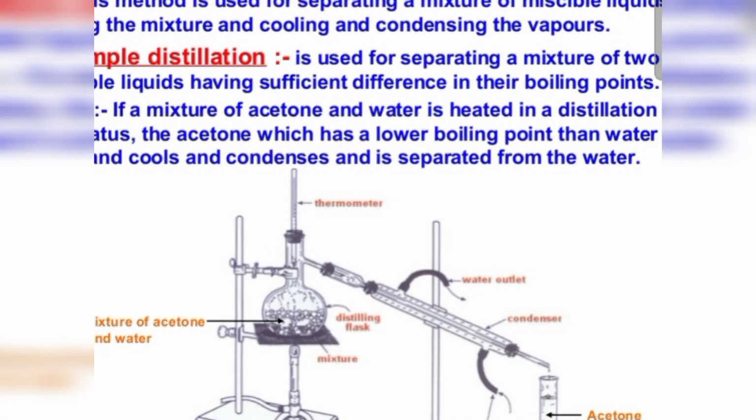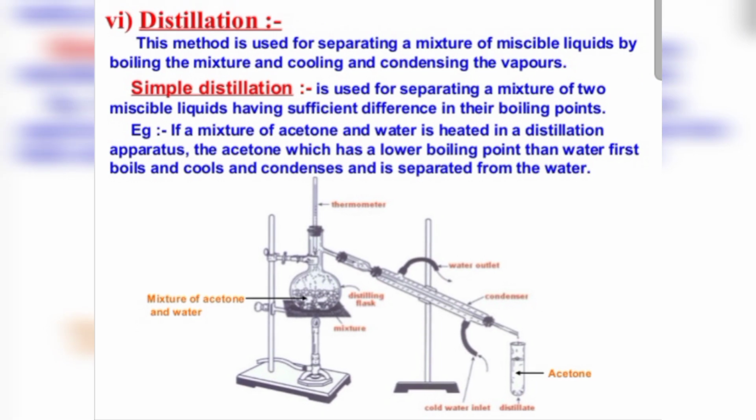What will you observe? You will observe that acetone, having a lower boiling point, vaporizes first and condenses in the condenser. Then it is collected from the condenser outlet in the beaker, and water, having a higher boiling point, is left behind in the distillation flask. Hence water is separated from acetone. This is all about distillation, and we can apply this method when the difference in boiling points of two constituents is 40 degrees Celsius or more.